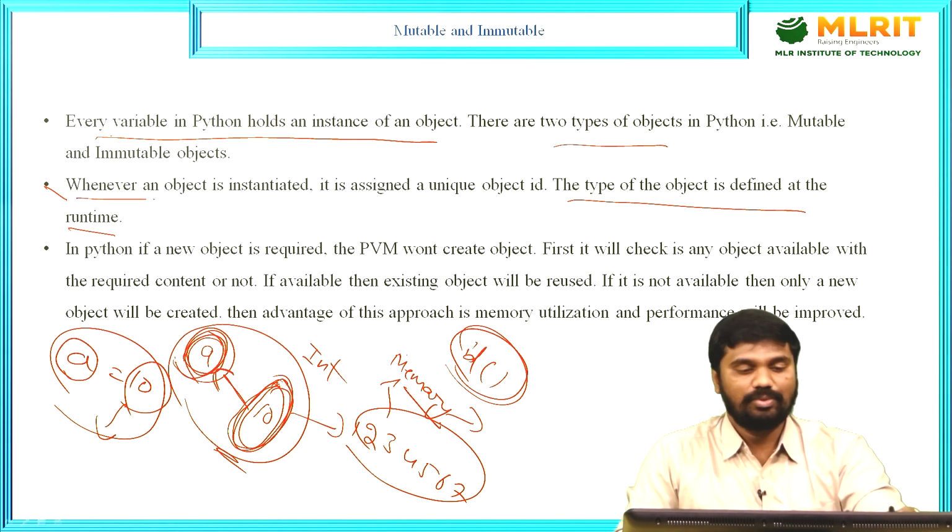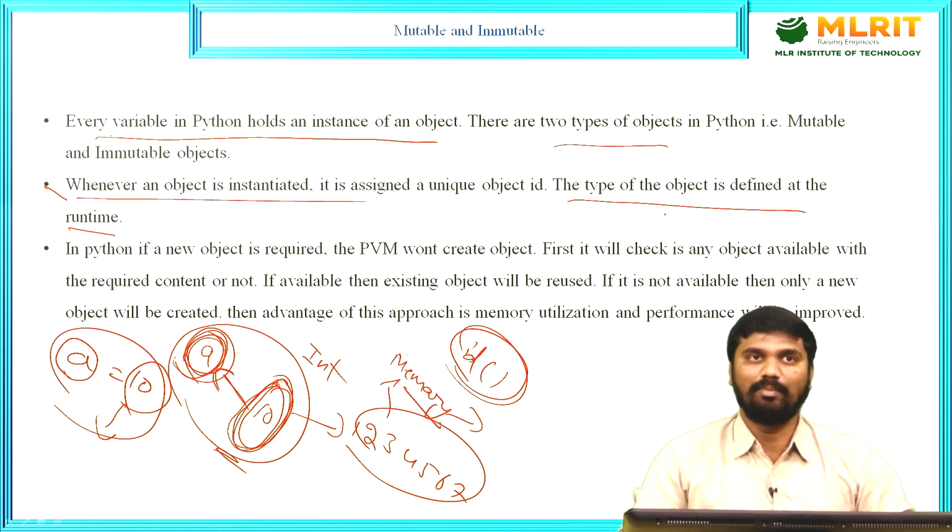So these two statements are very important to understand the mutable and immutable concept. Whenever an object is created, internally the Python virtual machine assigns a unique ID that represents the memory address of the object. And second, at runtime the type, that means which data type the object is, is assigned by the Python virtual machine. Which type of object is defined by the Python virtual machine at which time? Runtime. So these are the two important statements.